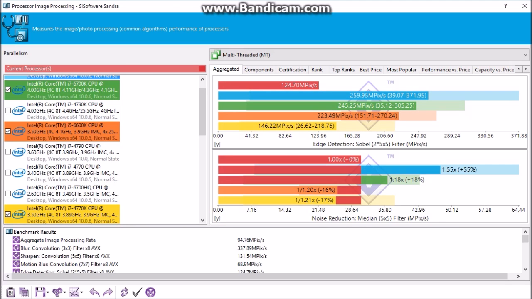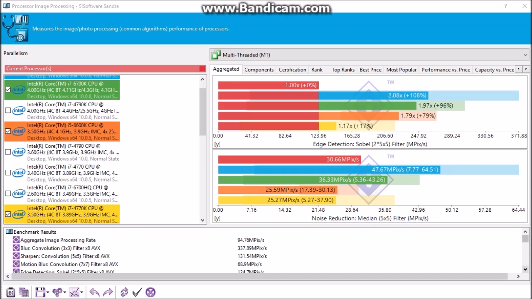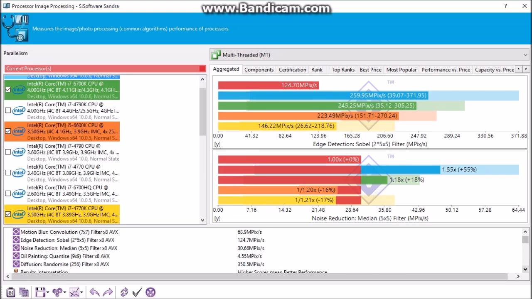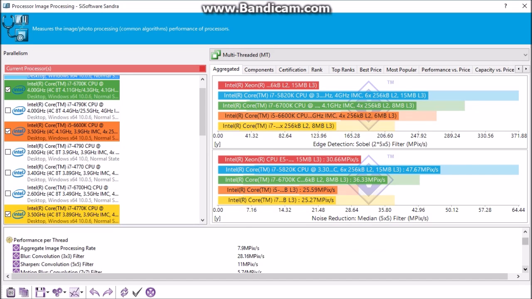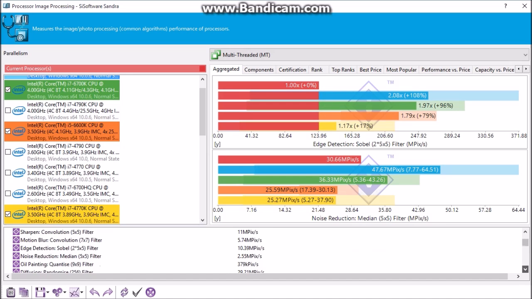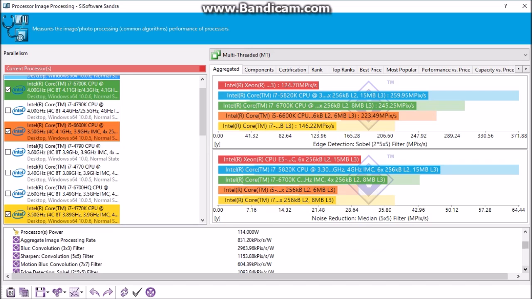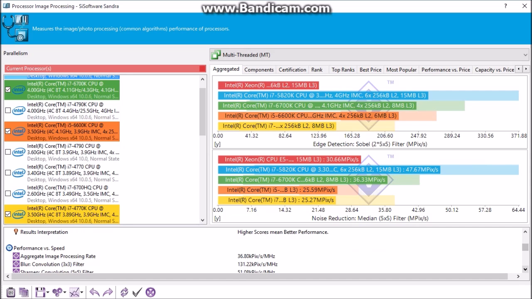We're done with the image processing. If we just scroll through the results there for the image processing down at the bottom slowly, you can take any numbers in that you might fancy taking in. So higher scores do mean better performance on the graph.